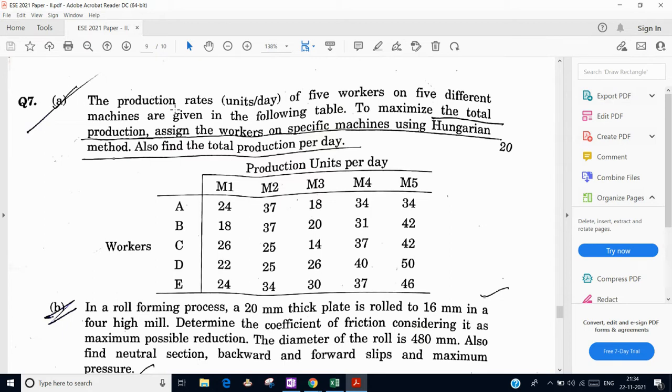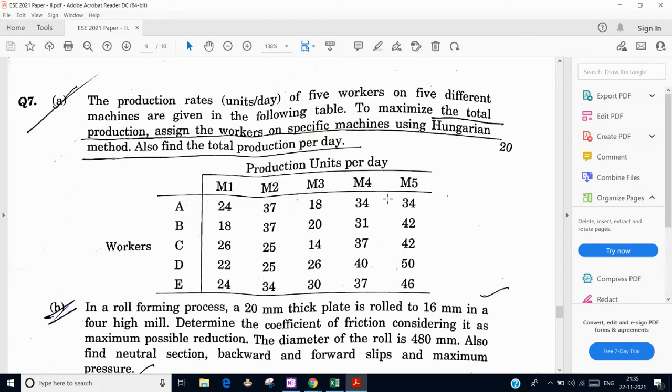The problem gives the production rates, units per day, of 5 workers in a table. It means each worker can produce that many units if we assign them to different machines. What we have to do is maximize, just focus on this word, maximize the total production and assign the workers to specific machines using the Hungarian method. Also find the total production per day. So we have to assign based on the Hungarian method.